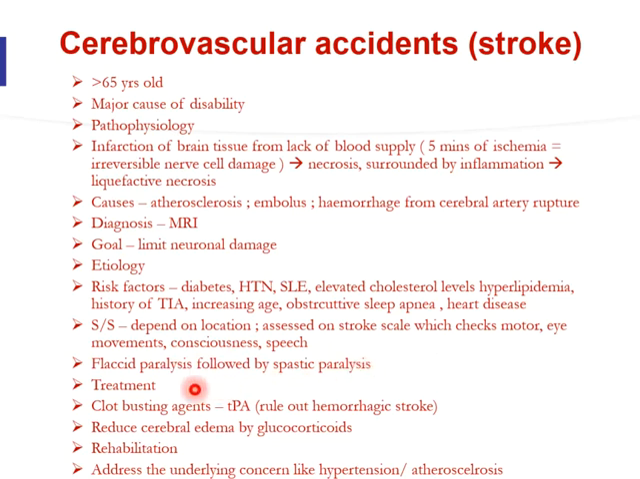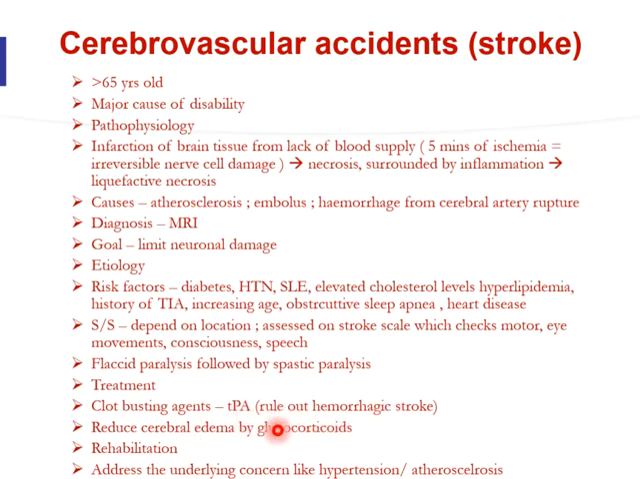The treatment generally, as we said, is to limit the injury and limit the ischemic area. So what do you do? You give clot busting agents, because ischemia is generally developed because there is a clot somewhere. So you try to dissolve the clot by giving TPA. But before giving TPA, you have to rule out that the stroke is not a hemorrhagic one.